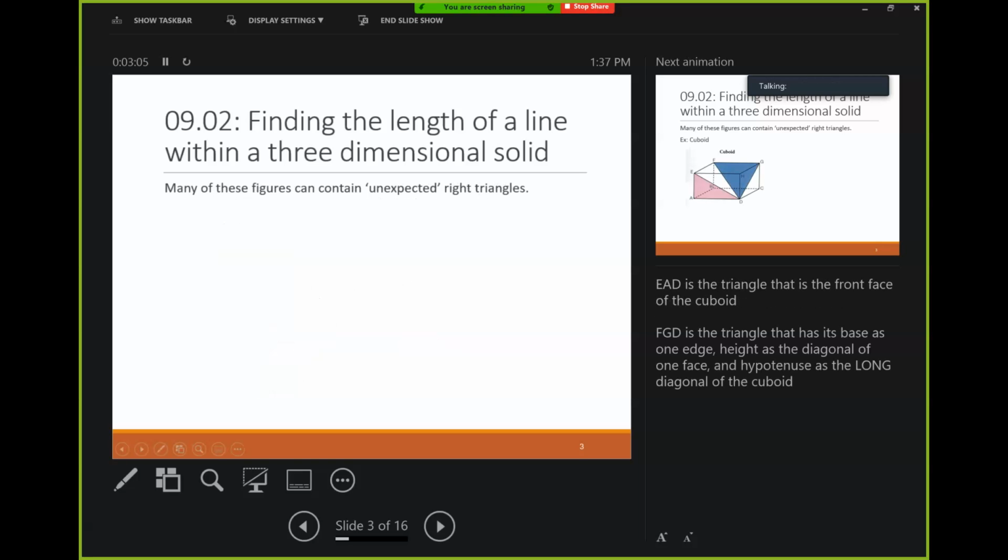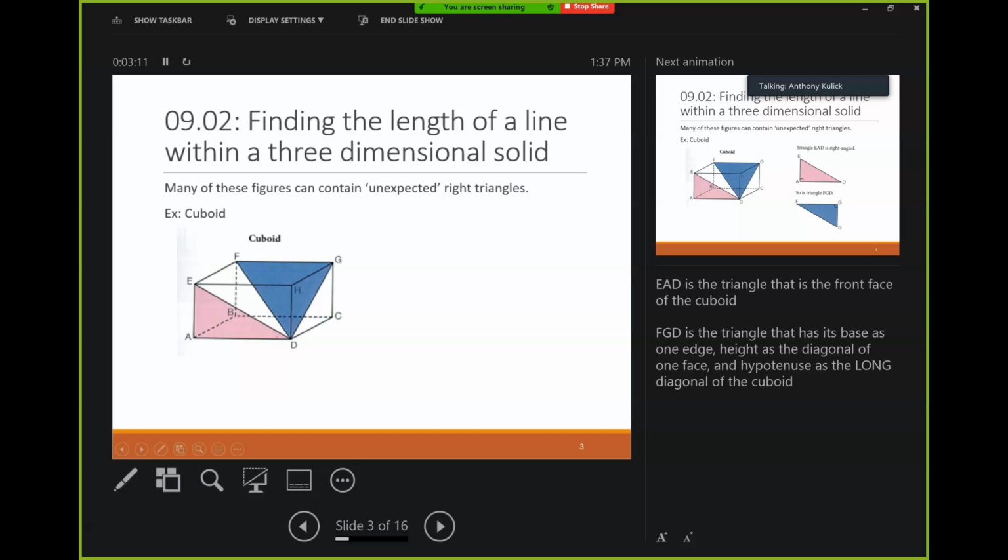Again, some of these right triangles can be a little bit hard to see because it doesn't necessarily look like they're right triangles. So if we take this cuboid, that's another name for a box shape, the pink triangle here that's just in the front face, it's easy to see that that's a right triangle. Everybody okay with that?